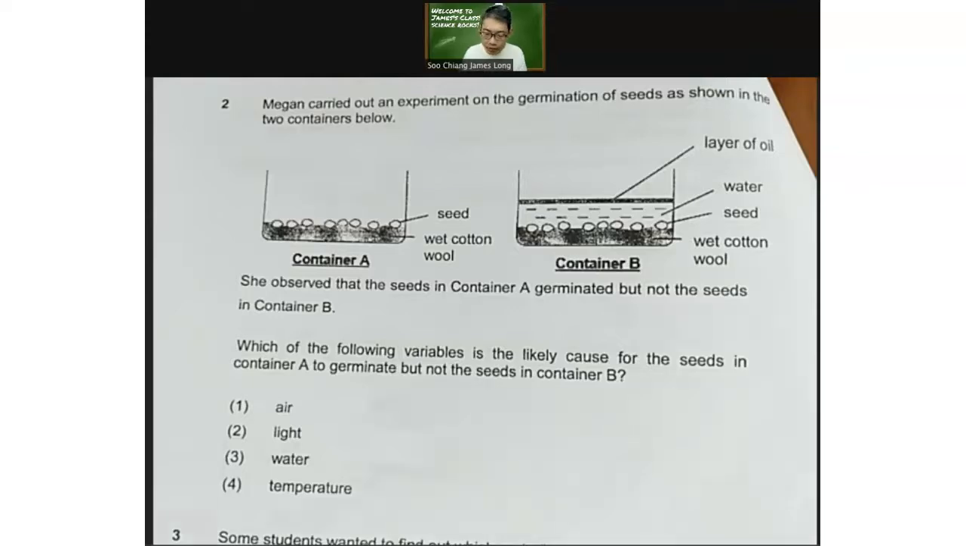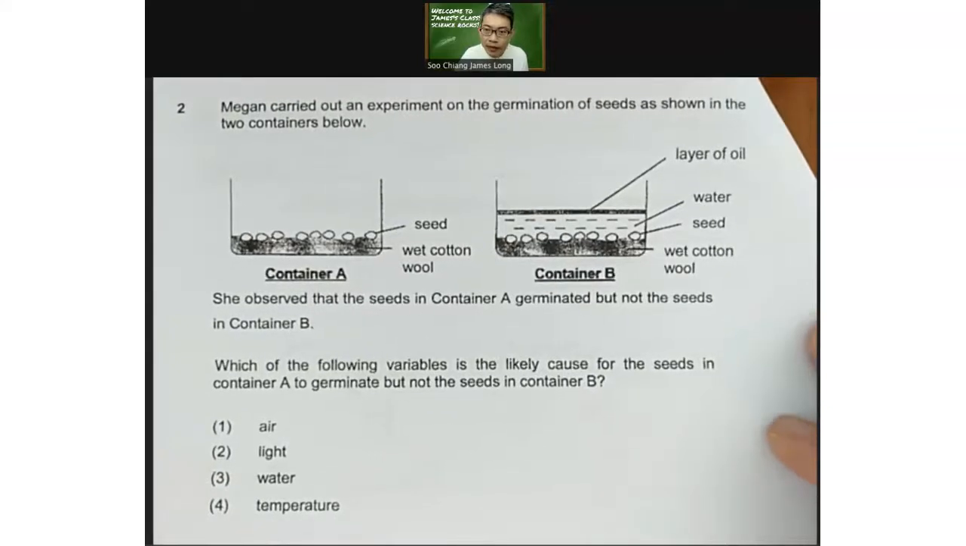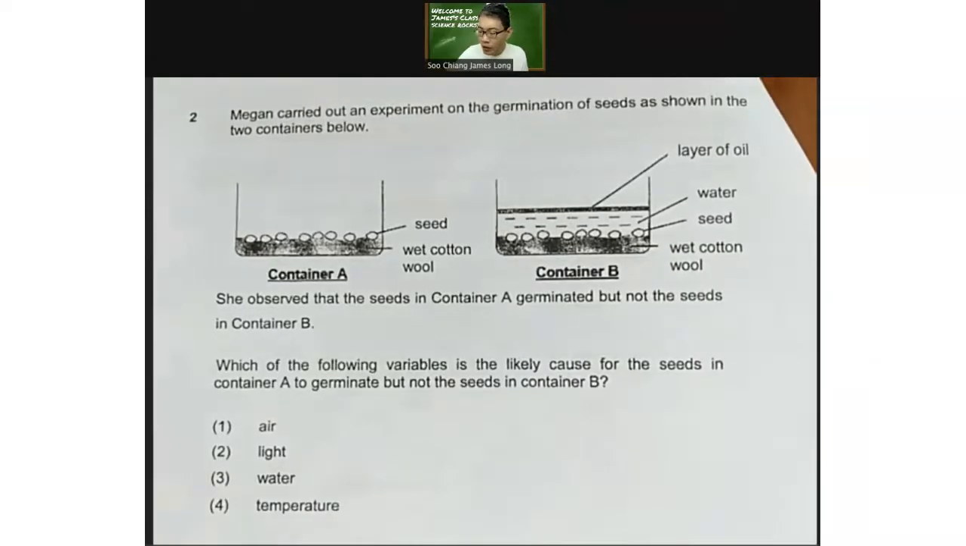Okay, let's start. Megan carried out an experiment on the germination of seeds as shown in the 2 containers here. She observed that the seeds in container A germinated, but not the seeds in container B. So which of the following variables is likely to be the cause for the seeds in A to germinate, but not the seeds in B? So what are the conditions for germination of seeds?